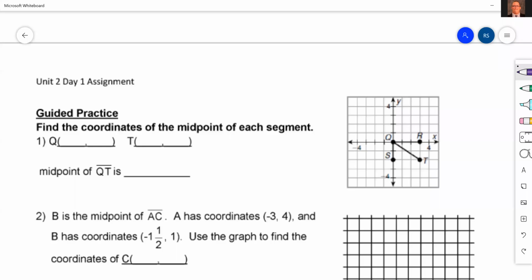Okay, so we're moving on with the guided practice now. Hopefully today hasn't been too bad so far.